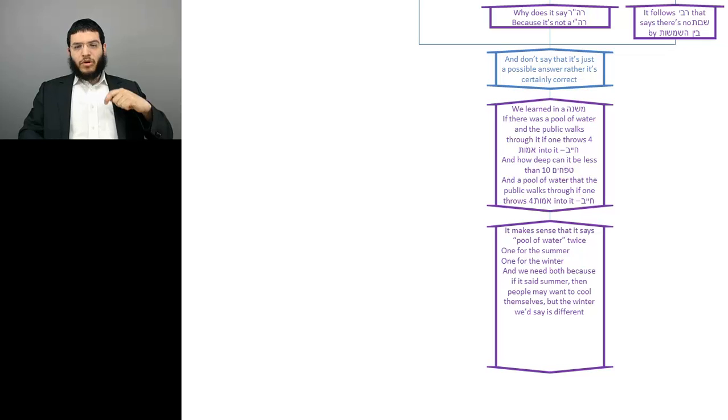Why do we need both? Because if it said summer, then people may want to cool themselves. But the winter, we'd say, is different. We'd say the reason by the summer a pool of water is part of the Rosh Hashanah is because people want to go into it. They want to get a little bit refreshed. They want to get wet so that they cool themselves off.